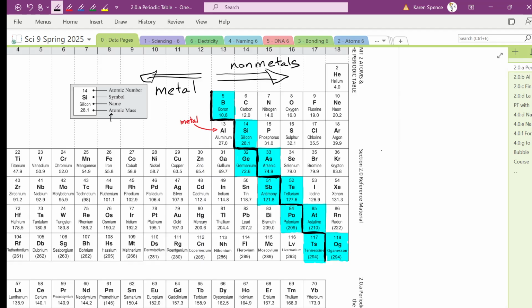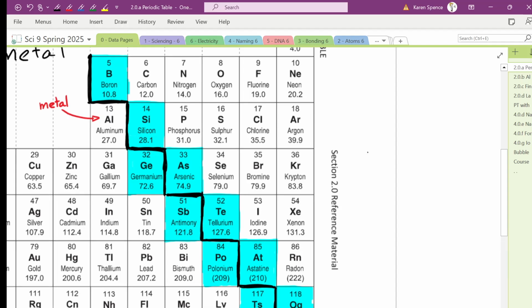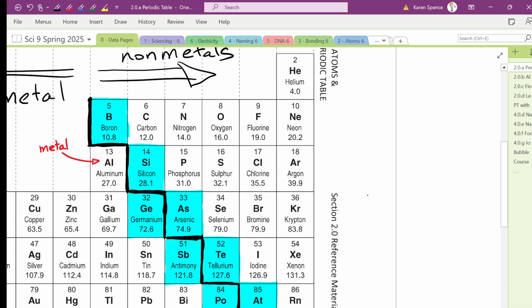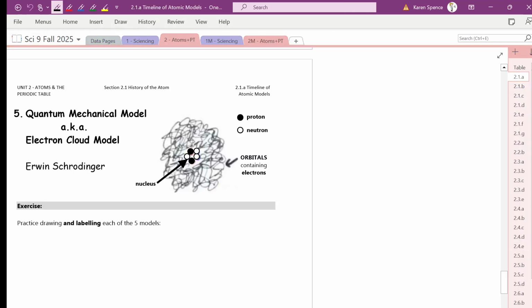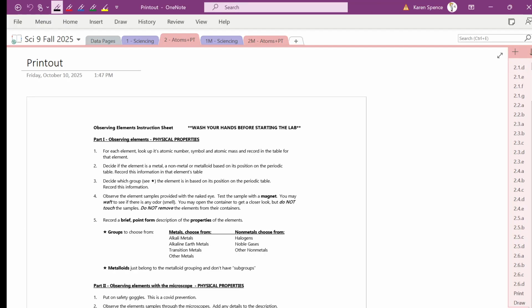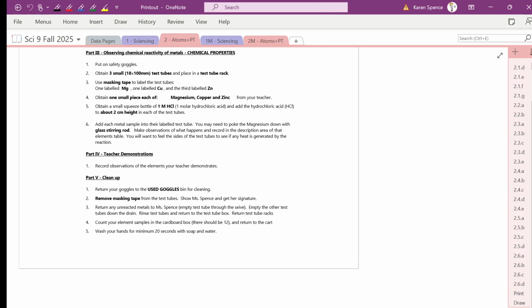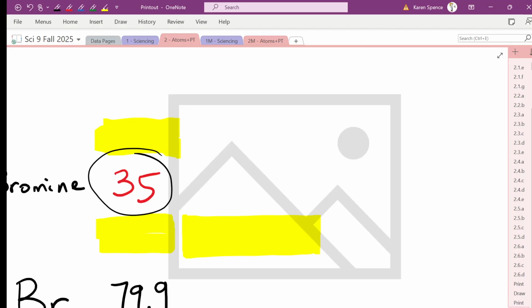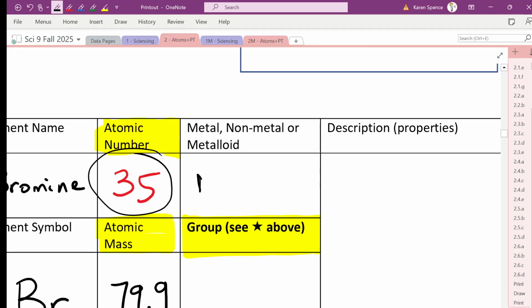So when it asks you, is bromine a metal or a non-metal, what will you say? Bromine is a non-metal, so we're going to write that in. So bromine is a non-metal.